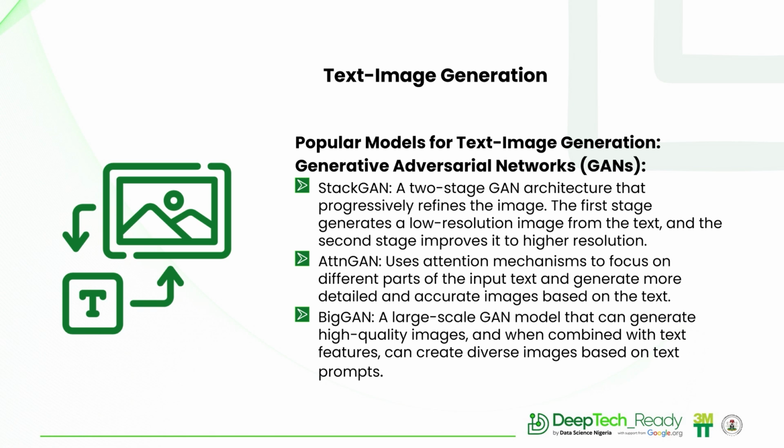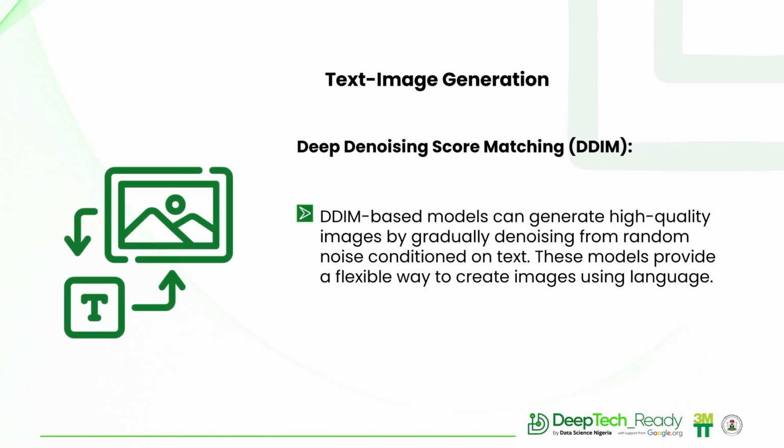We also have BigGAN, or large scale types of GANs. So I target BigGANs. A large scale GAN model that can generate high quality images, and when combined with text features can create diverse images based on text prompts. So we have generative latent GANs. We also have denoising diffusion models. So DDIM based models can actually generate high quality images by gradually denoising from random noise conditioned on the text. So this model provides a flexible way to create images using language. So you might want to check out more about DDIM.